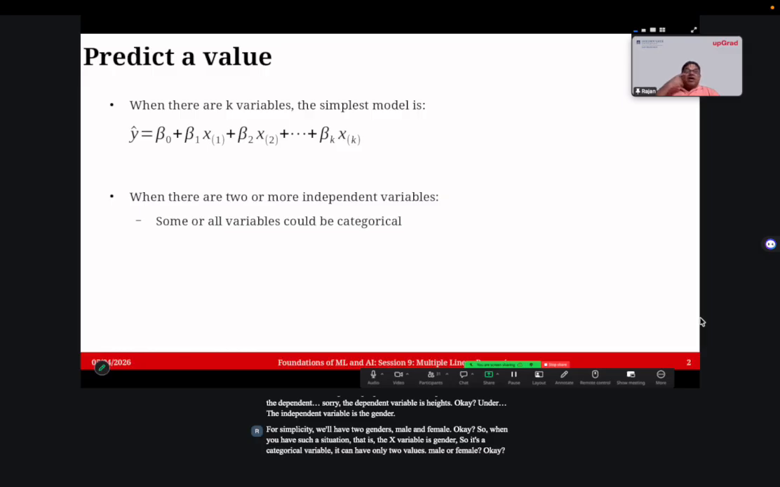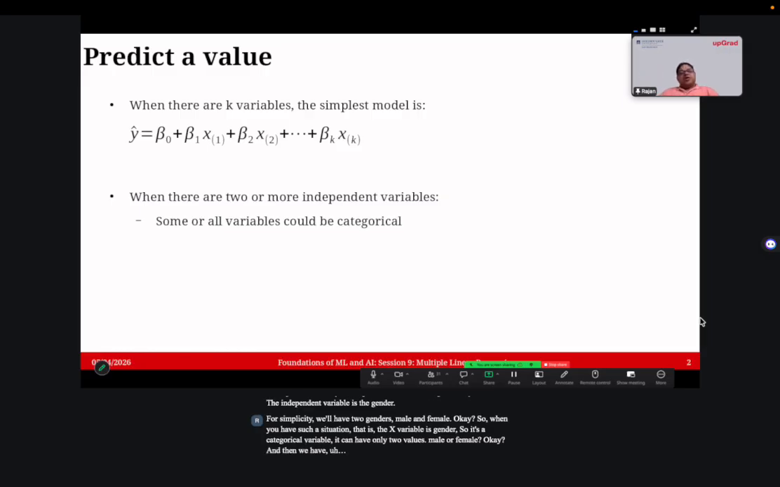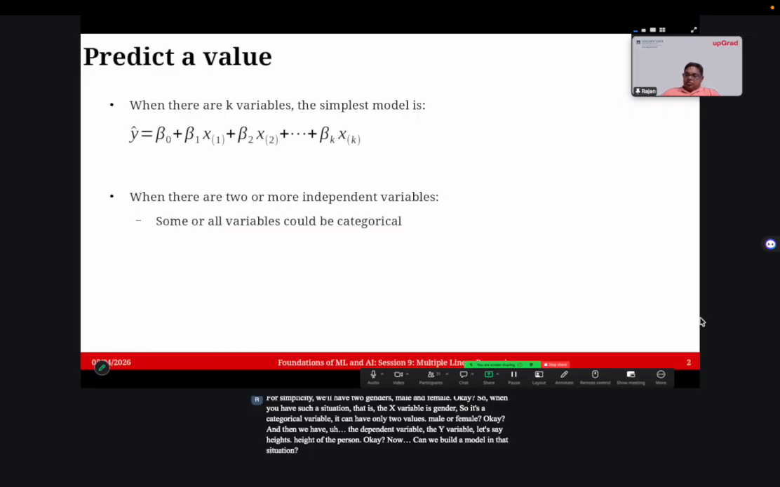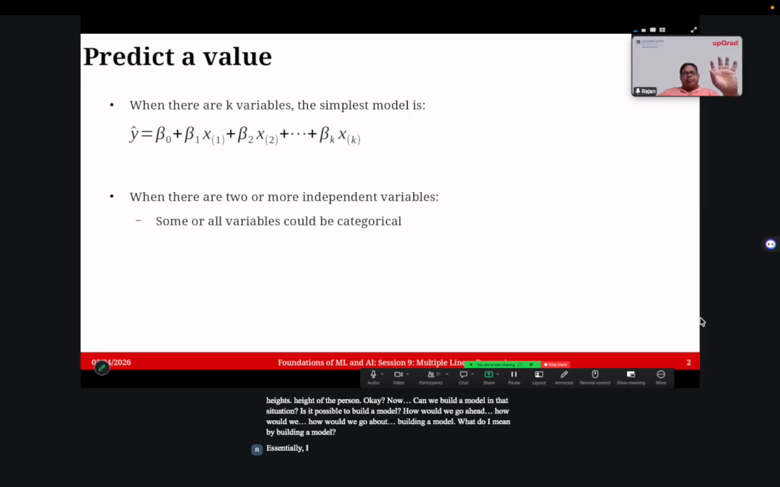And then we have the dependent variable. The y variable is, let's say, height of the person. Now, can we build a model in that situation? Is it possible to build a model? How would we go about building a model? What do I mean by building a model? Essentially, I want to make predictions when some new data arrives.